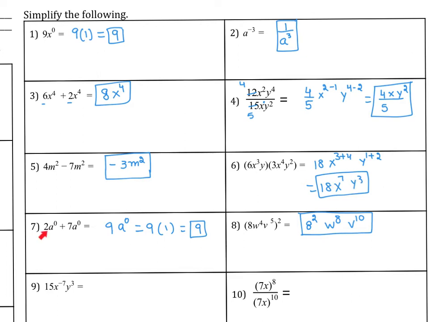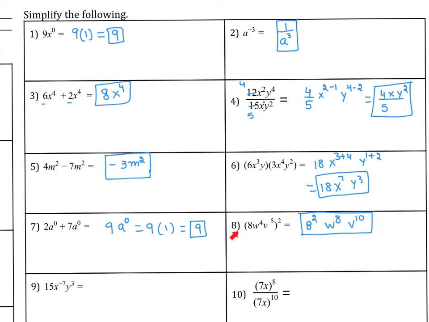For number 7, add the coefficient, so 2 plus 7, 9. And keep the variable and its exponent as it is. Now we know that a to the power 0, or anything to the power 0, is always 1. So 9 times 1 is 9.